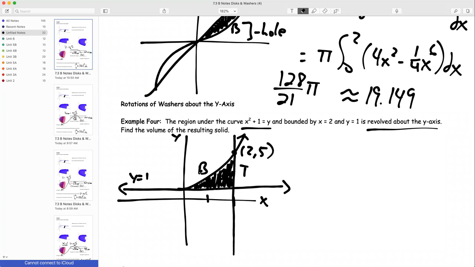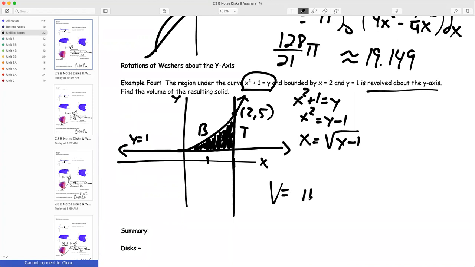The last thing that I need to do, since it's with respect to y, I need to take this equation and solve for x so that I have y's in my integrand. So I've got x squared plus 1 equals y. So x squared equals y minus 1. So x equals the square root of y minus 1. And it's plus or minus, but I can throw out the minus because we're in the first quadrant. And so now I'm ready to plug into my equation.